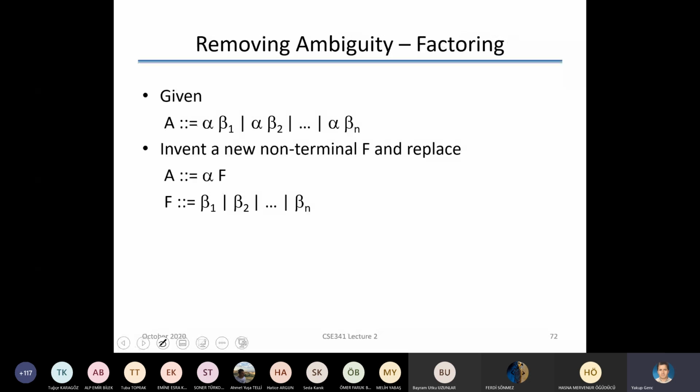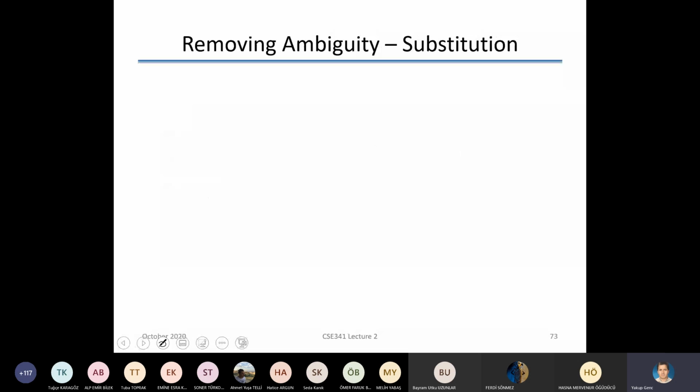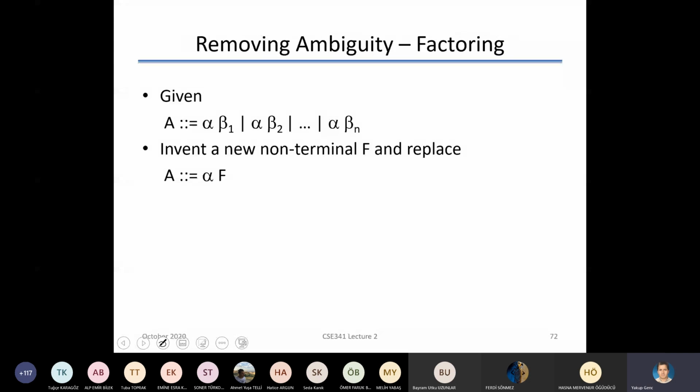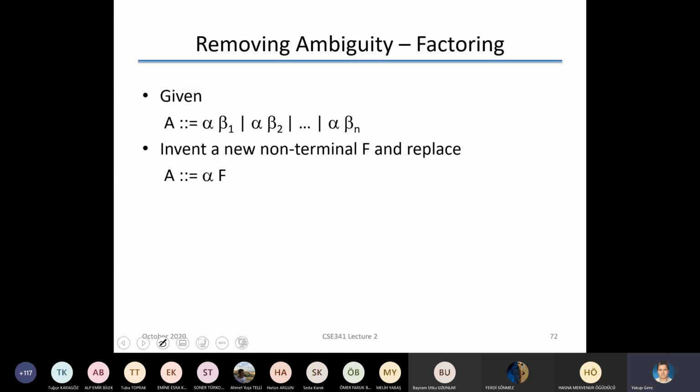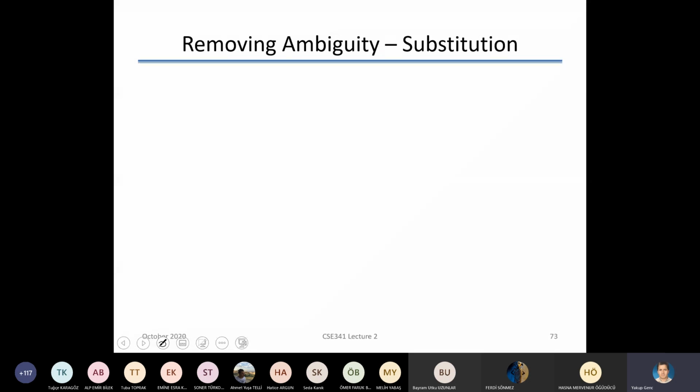This is out of scope of this course, but be aware that there is such a thing. These are just some methods, tools to come up with an unambiguous grammar from an ambiguous grammar. They are not algorithms that will for sure take any ambiguity and result in an unambiguous grammar. Another one is substitution and so forth. I'm not going to go into the details.